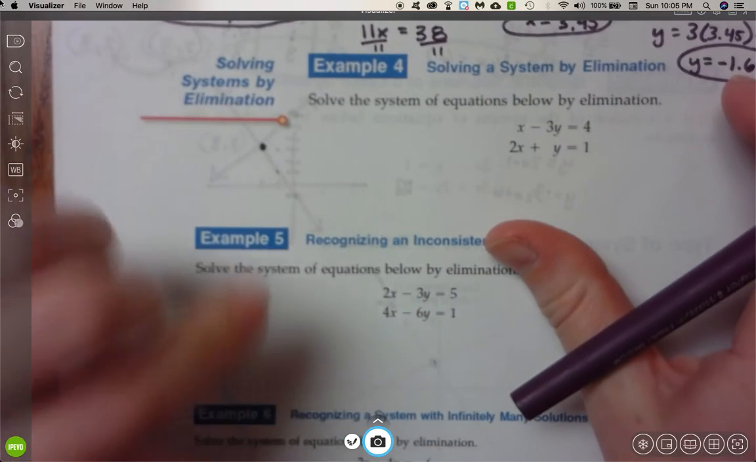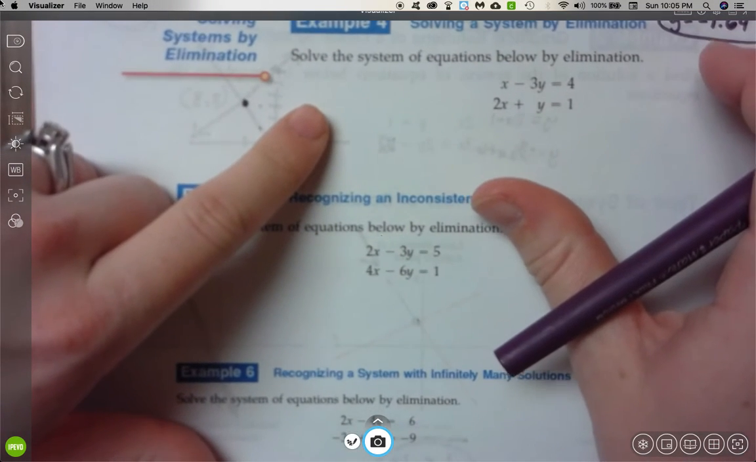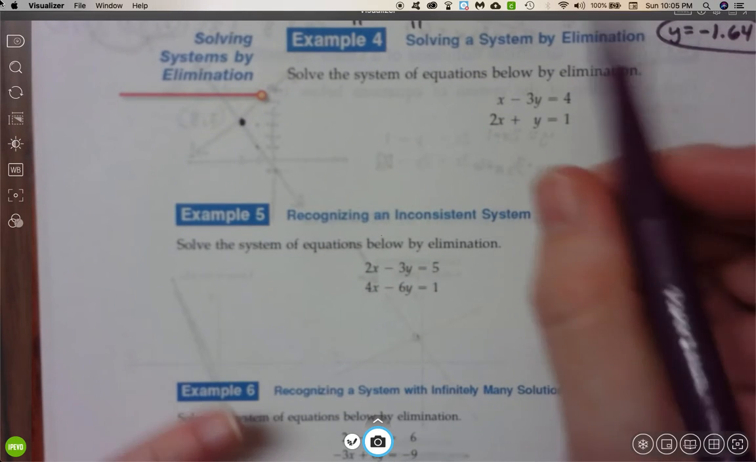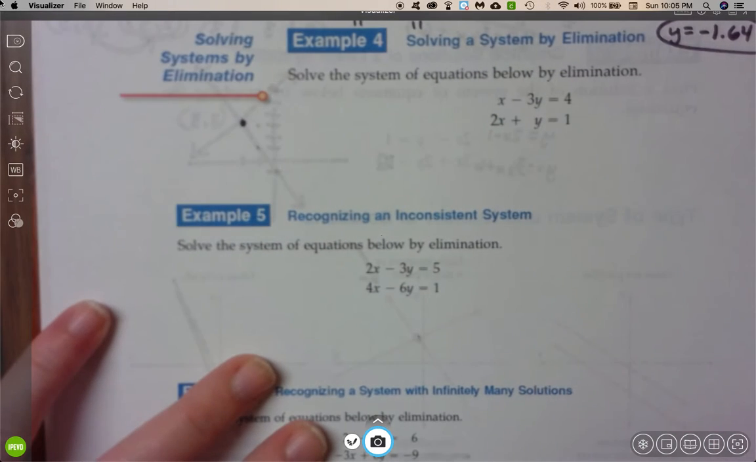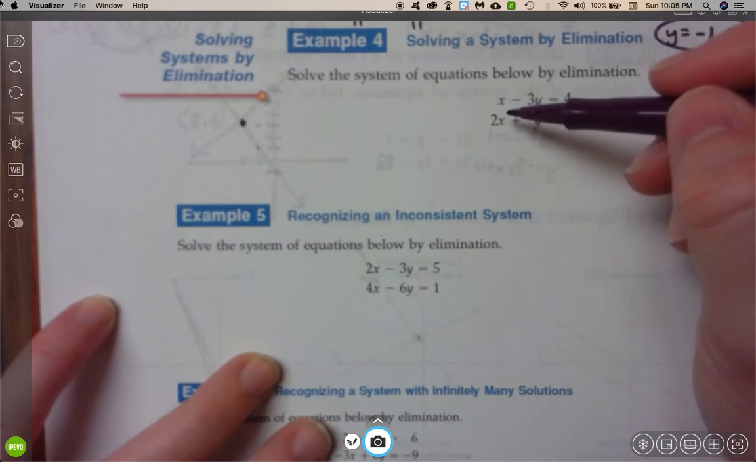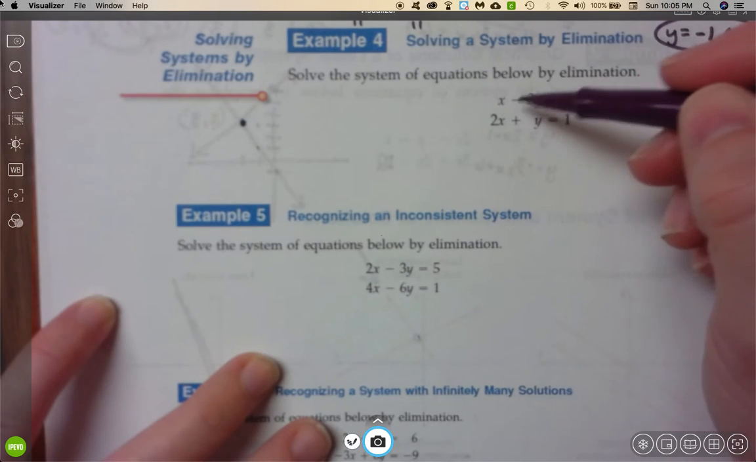Okay, solving the system of equations below by elimination. So I want to eliminate a variable. So adding the x's together, adding the y's together, one of the variables has to eliminate. If I try to add them together right now, nothing will eliminate.